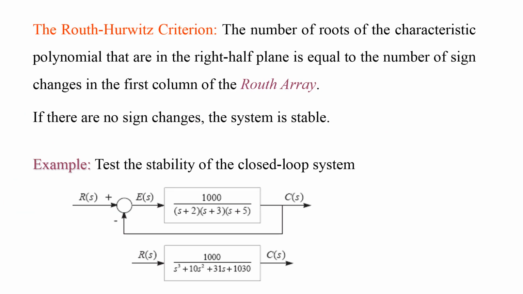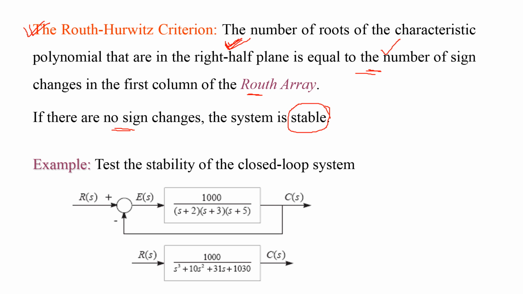Before going to problems, I want to summarize the RH criteria. The RH criteria gives the number of sign changes in the first column of the RH table. These sign changes represent the number of right hand side roots of a given system. If there are no sign changes, we can conclude that the given system is a stable system. If there are sign changes, those number of sign changes represents the number of right hand side roots. This is the basic concept of the RH criteria.